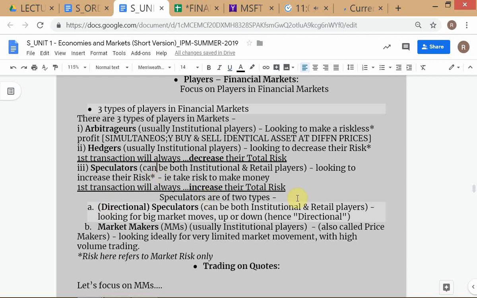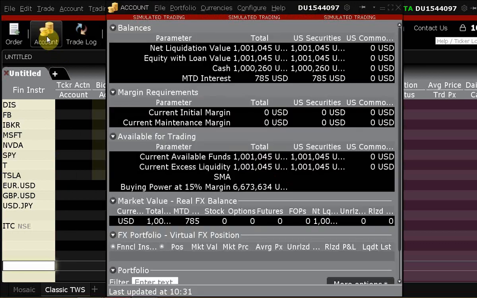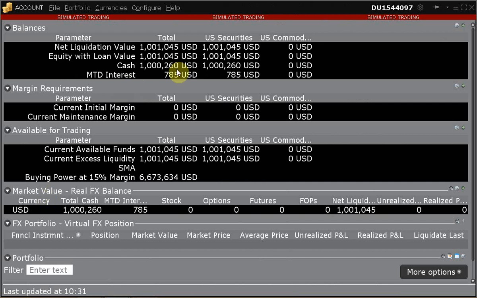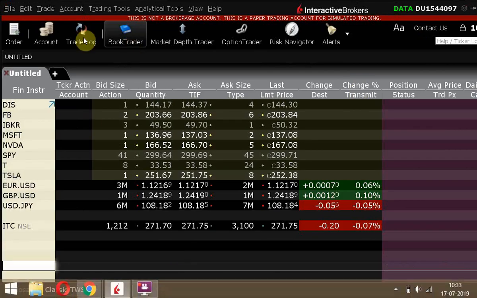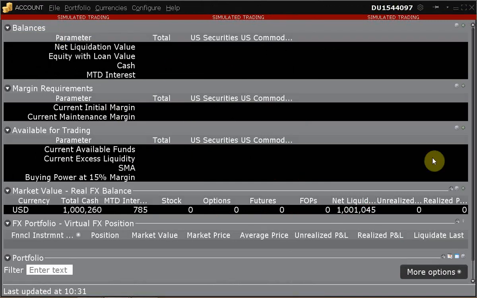Speculators, I already gave you an example. Tarun sits with $1 million in his account. If you look at his account, he has slightly more than $1 million. Now there's no obligation for him to do anything. He can just sit here and enjoy the interest.